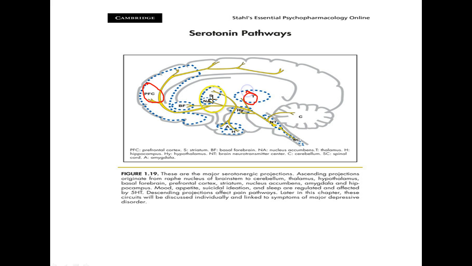the thalamus, the nucleus accumbens, the hippocampus. So because serotonin pathways are connected to so many different important areas of the brain, it is not surprising that serotonin has been implicated in control of mood, appetite, suicidal ideations, and sleep. This is just a schematic way of showing how far it is connected to the various parts of the brain.